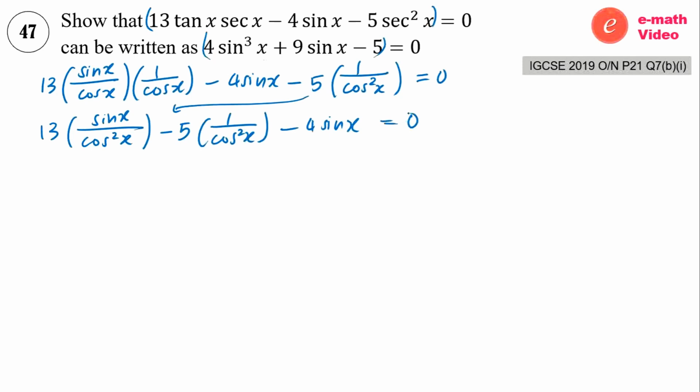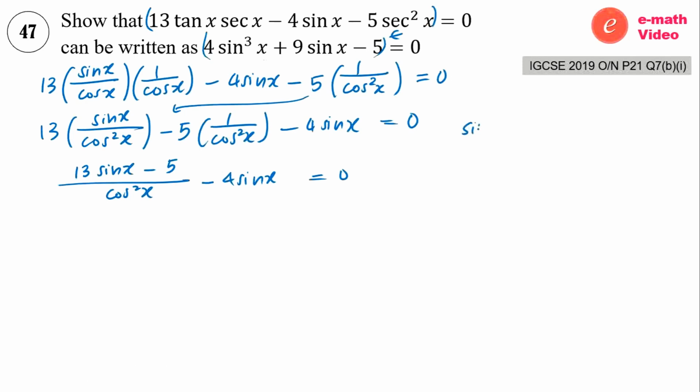Common denominator, combine the fraction. 13 sine x minus 5 over cos square x minus 4 sine x equals to 0. But you see, our final answer only has sine, right? Meaning we need to get rid of this cos. How should we do that?